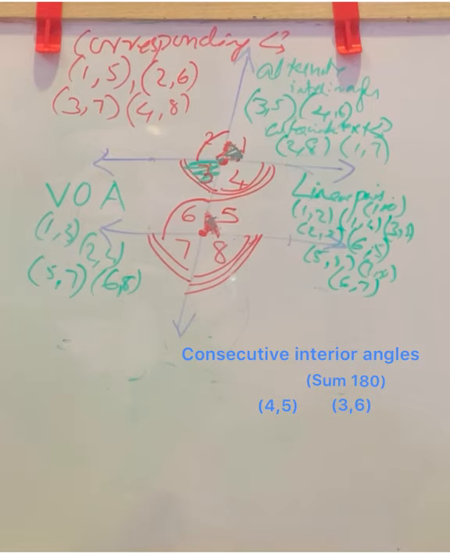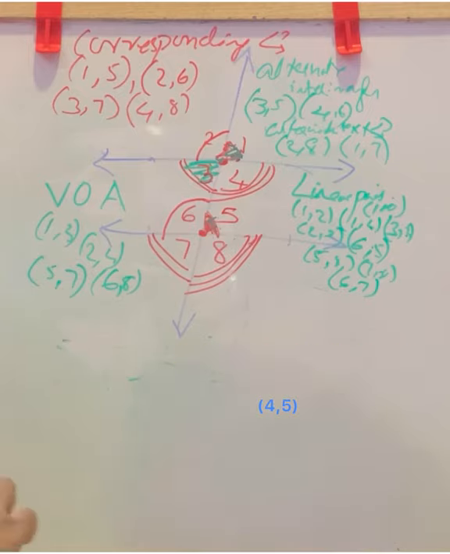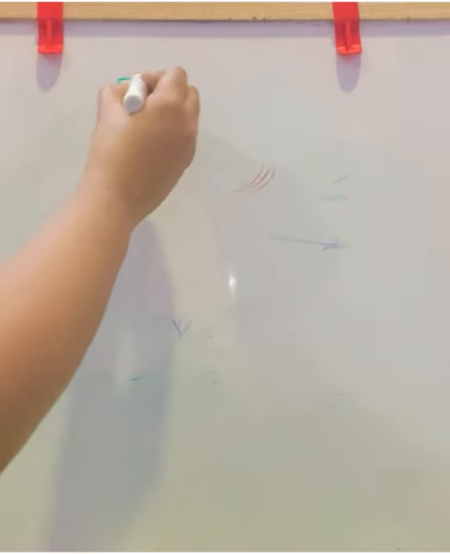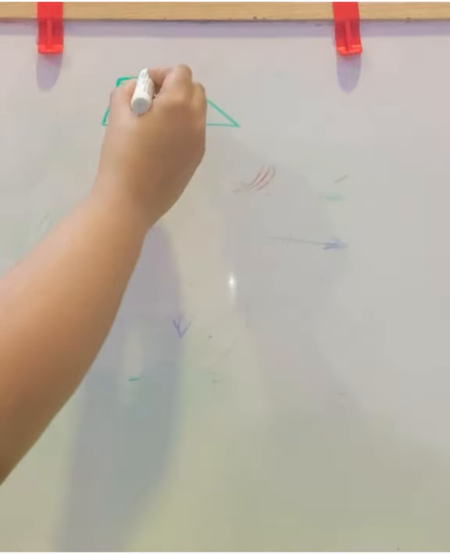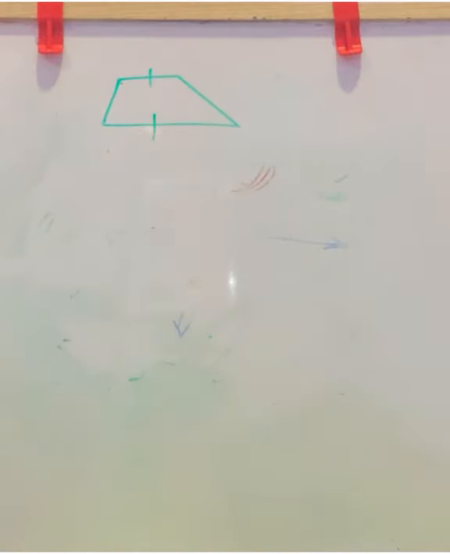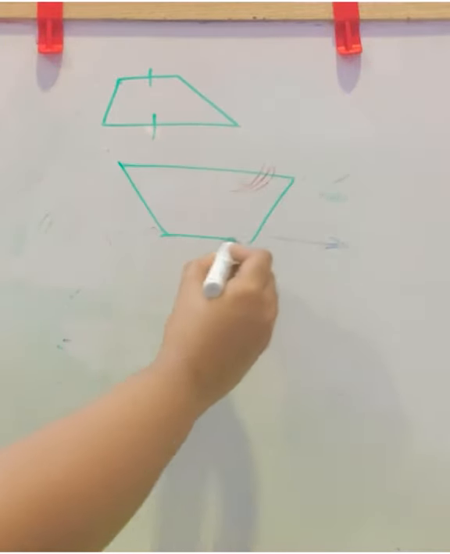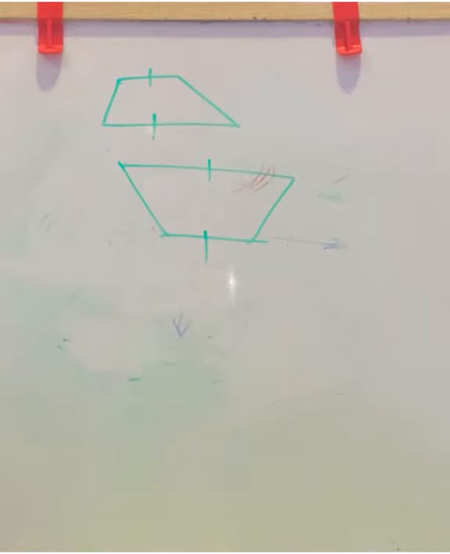Now coming to quadrilaterals, we have different types of quadrilaterals. Let us check it. First one is trapezium. Trapezium is a quadrilateral with a pair of parallel sides. I'll show some examples. These two pair of parallel lines. So this is a trapezium. Now next. Here these pairs are parallel. So this is a trapezium.